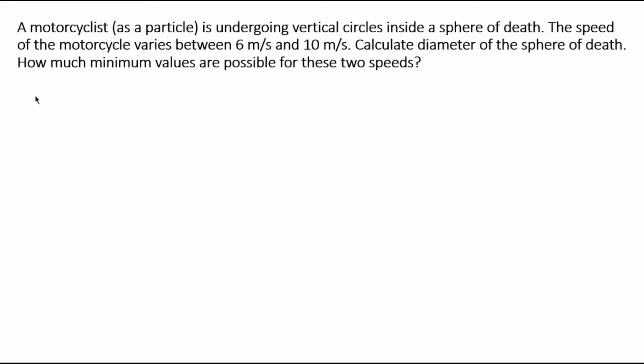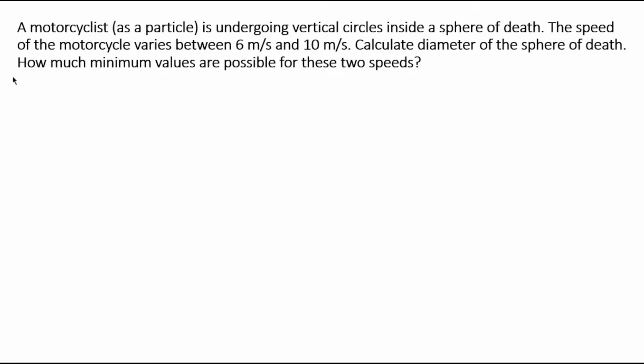A motorcyclist considered as a particle is undergoing vertical circles inside a sphere of death. The speed of the motorcycle varies between 6 meter per second and 10 meter per second. Calculate the diameter of the sphere of death and the minimum values possible for these two speeds.